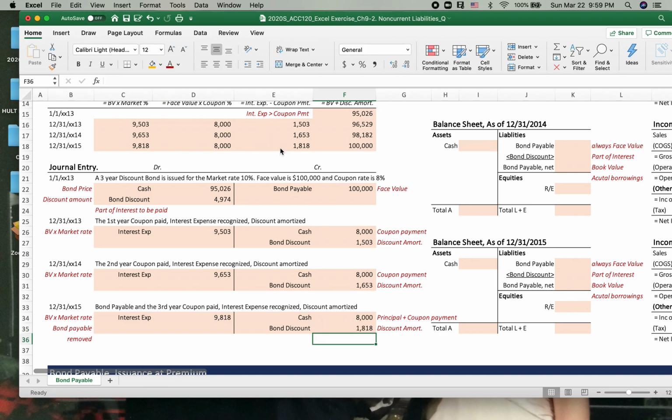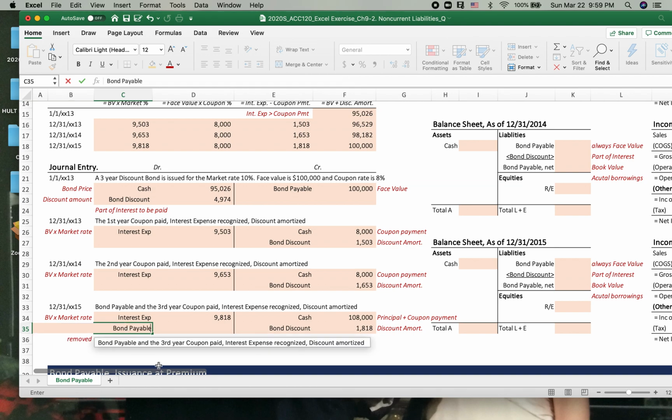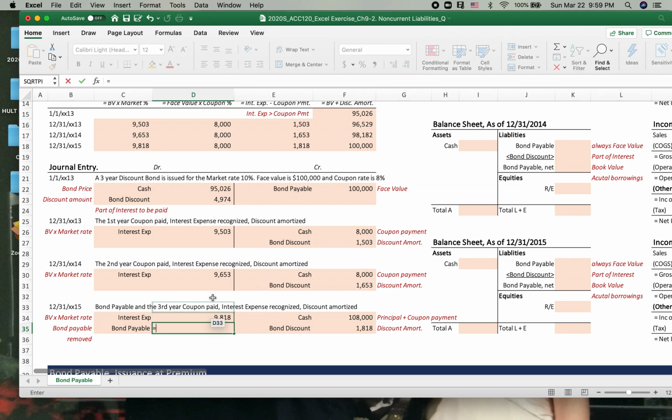Then, that's it? No, because we should pay back the bond payable, $100,000. So it should be added to the $100,000 bond payable. Once the company pays back the bond payable, which is the principal amount, $100,000, the company no longer has bond payable. So this amount is $100,000. That's it.